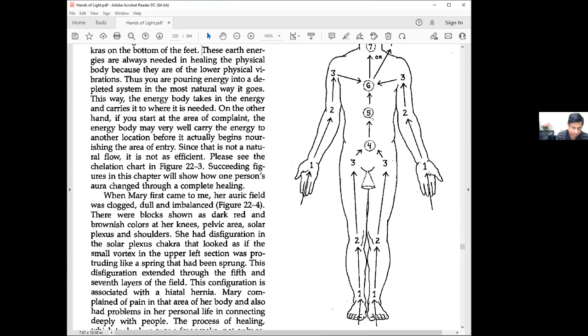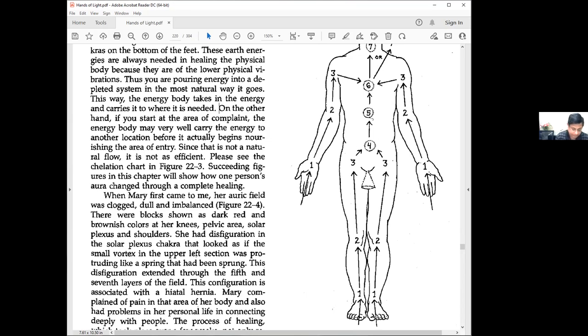These earth energies are always needed in healing the physical body because they are of lower physical vibration. Thus, you are pouring energy into a depleted system in the most natural way. This way, the energy body takes in the energy and carries it to where it is needed. So again, this is very important. We keep saying that you do resonant tuning to raise the energy level of the body, consume the energy, and then the energy starts to circulate, releasing whatever is not required by the body or the stale energy, clearing up the knots and blocks in the body system so that we can go into higher states of consciousness. So again, what we are doing in the excursion workshop is exactly what she is saying over here.